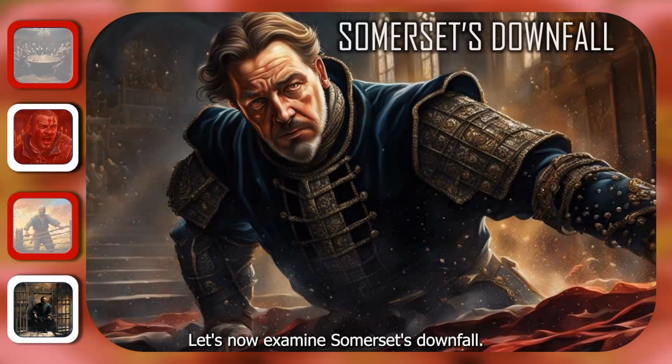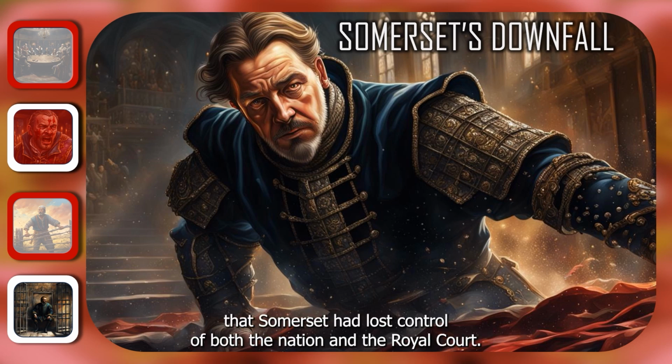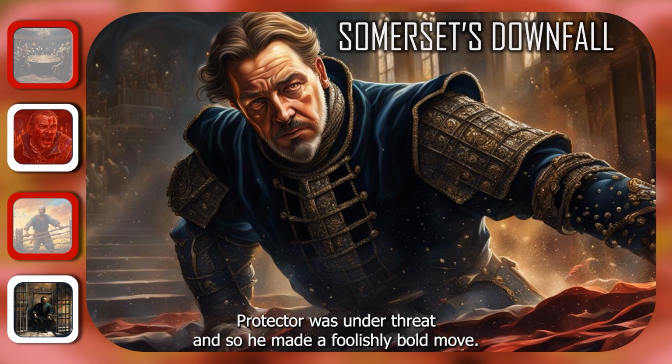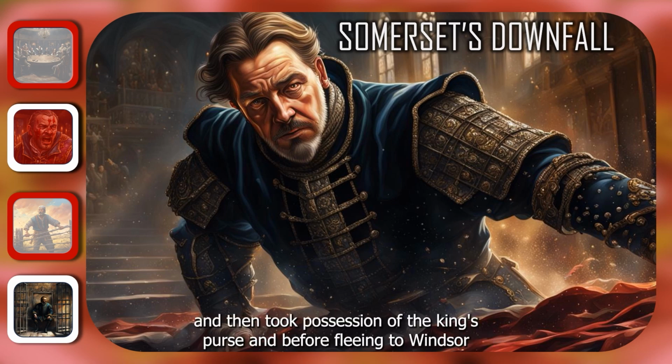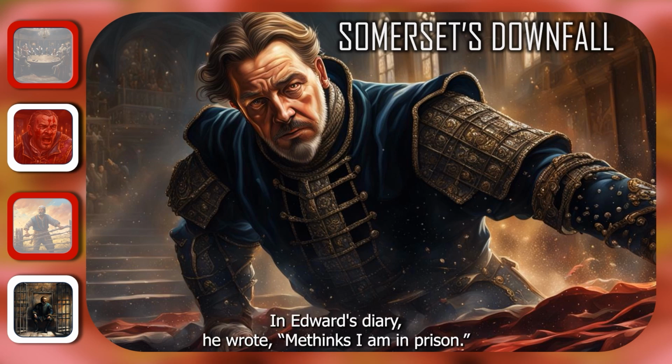Let's now examine Somerset's downfall. By autumn 1549, it was painstakingly clear that Somerset had lost control of both the nation and the royal court. By the start of October, he became aware that his position as Lord Protector was under threat, and so he made a foolishly bold move. He made a public proclamation for support, and then took possession of the king's person, before fleeing to Windsor Castle, which was well fortified to defend his position. In Edward's diary, he wrote, "Methinks I am in prison."